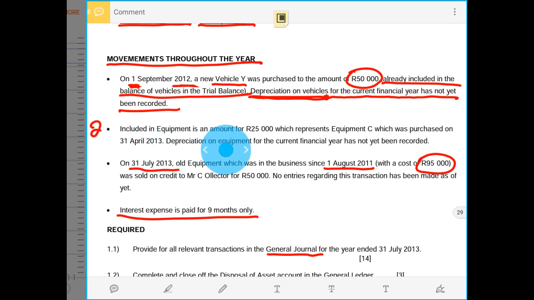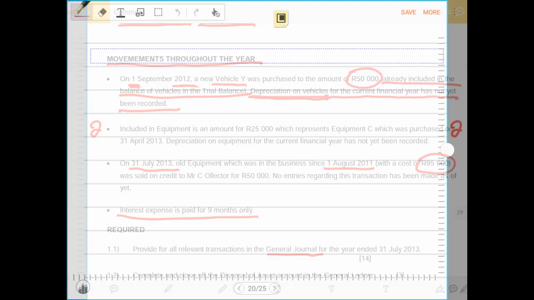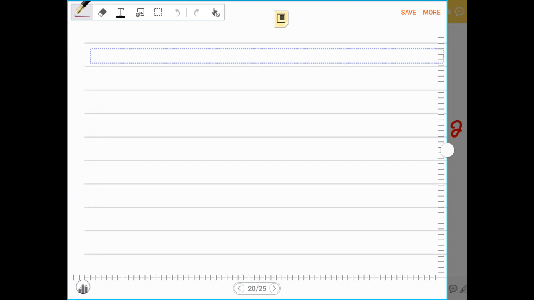So now let me go to my ledger accounts and do the 3 ledger accounts for equipment. I always have to start with the cost of the equipment. Then I record the ledger account on equipment at cost.